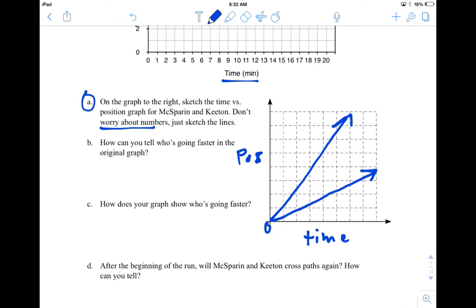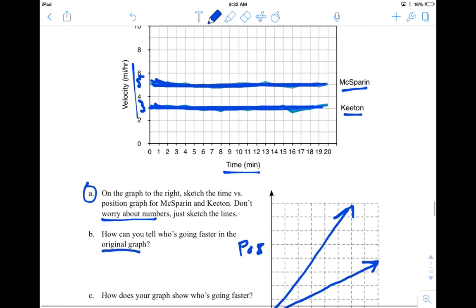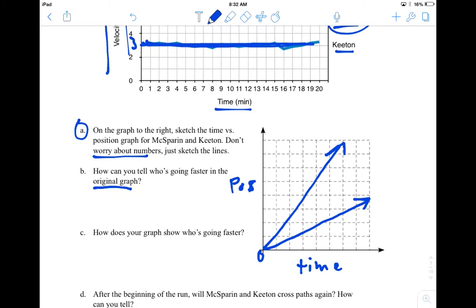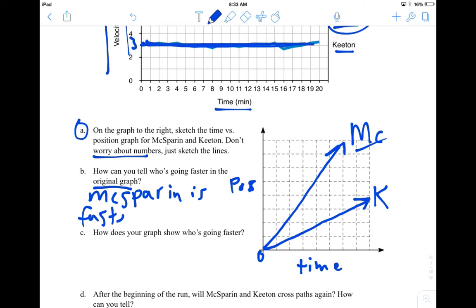How can you tell who's going faster in the original graph? Up here in the original graph, McSparron is going faster because his line is higher up than Keaton's. So let's write that down over here. I'm going to say McSparron is faster because he has a higher line.